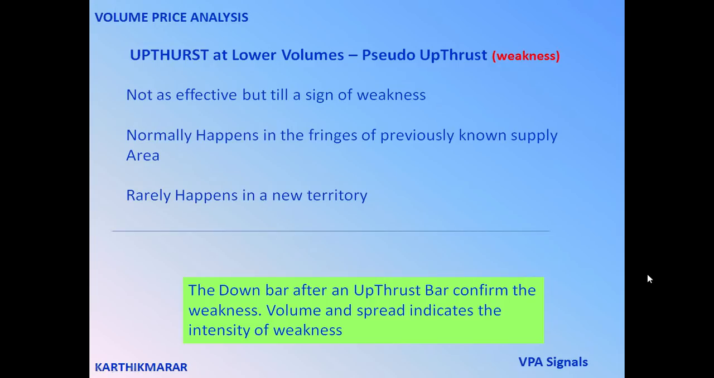But normally these pseudo upthrust bars happen in the fringes of previously known supply areas. And because it is not into new territory, it happens in the near resistance areas. These you can see, the pseudo upthrust bars.